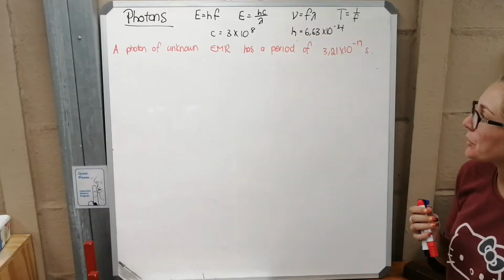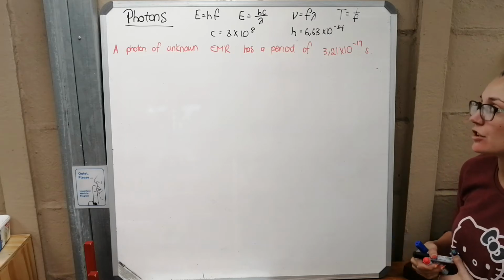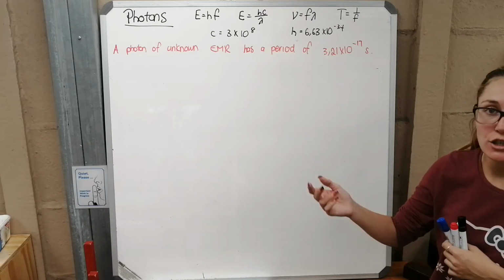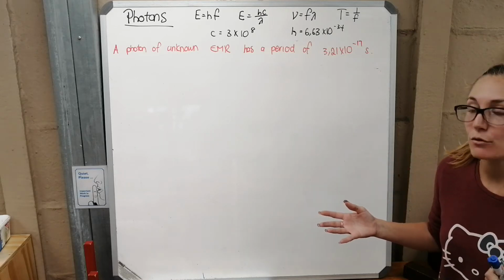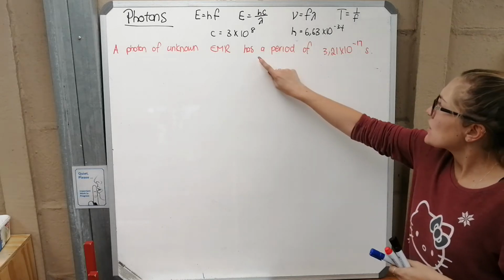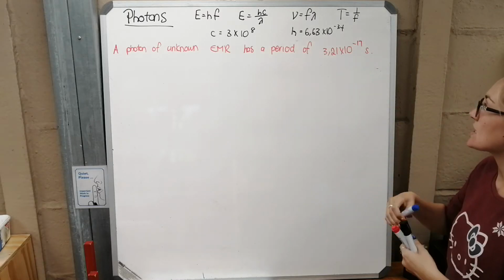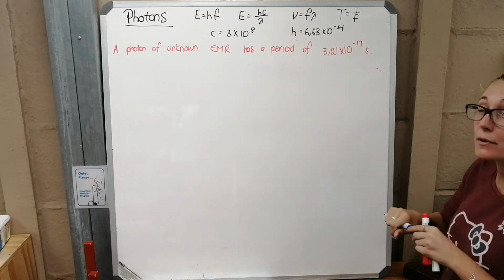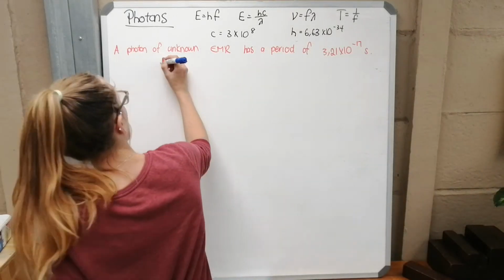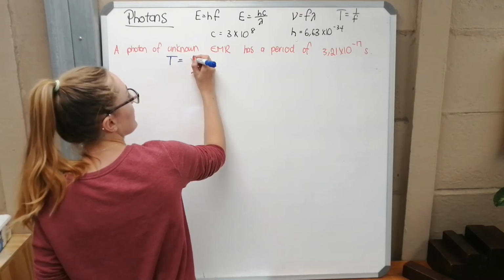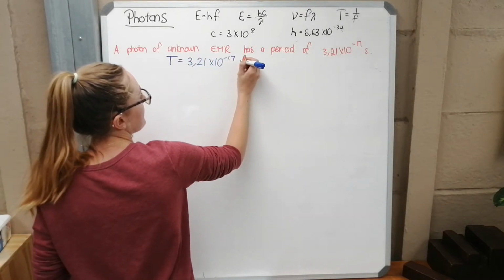Okay, so the example we're doing, we've got a photon of unknown electromagnetic radiation. So we don't know, it could be visible light, it could be X-rays, it could be gamma rays, it could be microwaves, it could be any type of electromagnetic radiation. And we know that it has a period of 3,21 times 10 to the negative 17. So let's quickly write down that in symbol form. Okay, period, remember that is capital T. So we know that T equals 3,21 times 10 to the negative 17 seconds.